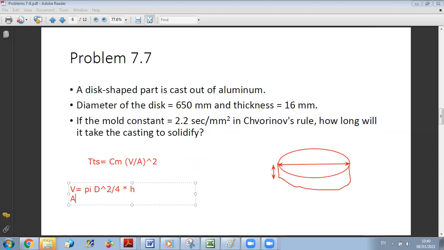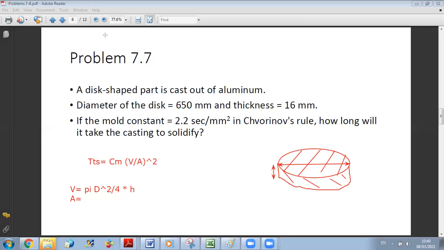Now what about the area? How to calculate the lateral area here? First I should consider the circular base, the top one and the bottom one. So I have 2 times this area, plus what? Plus this area here, the lateral area. How to calculate this part? What should I do? The area of this part is 2 pi r times the height, exactly. I get the perimeter of the base and I multiply by the thickness.